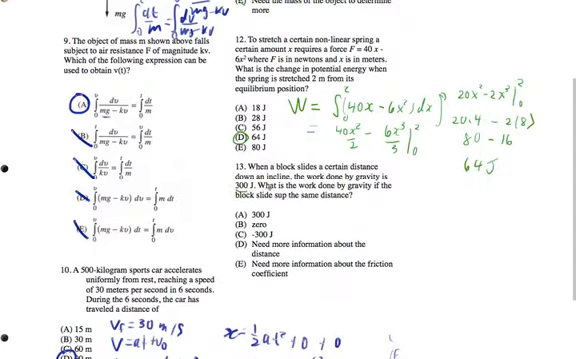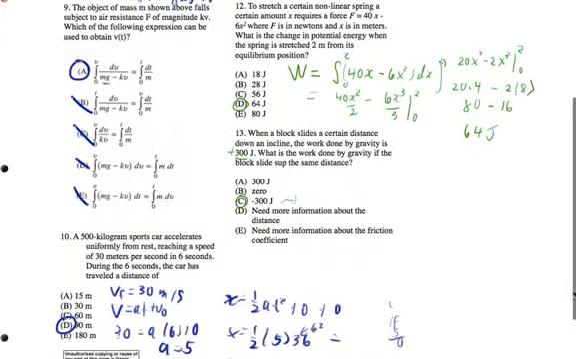Now, when a block slides a certain distance down an incline, the work done by gravity is 300 joules. What is the work done by gravity if the block slides up the same distance? So positive 300 joules as it goes down the incline, and then the gravity force does negative 300 joules of work to slow it down, and then that work is stored as gravitational potential energy, as we discussed in class.